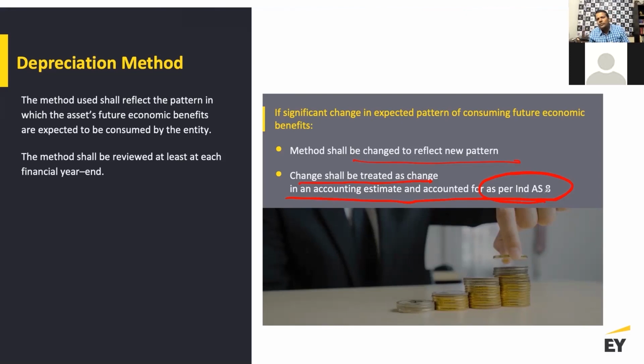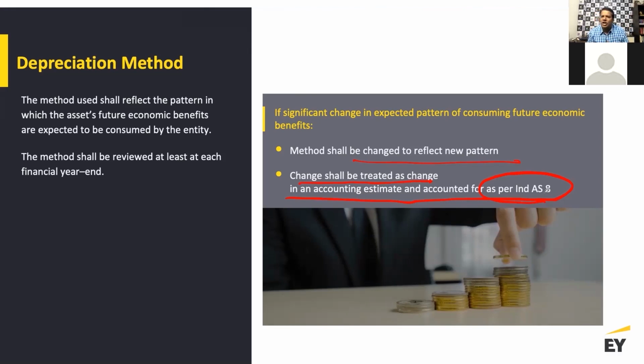I am not going to do a cumulative catch-up for the past period and record that as an accounting charge in the current period, because this is not considered a change in accounting policy, and this is considered a change in accounting estimate.